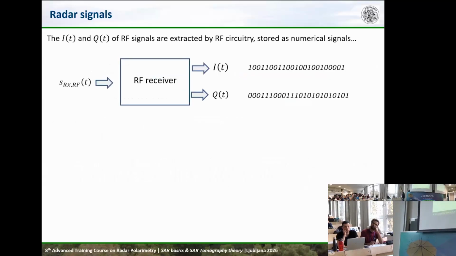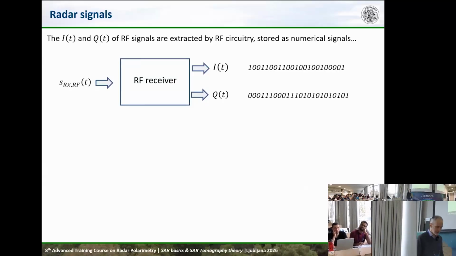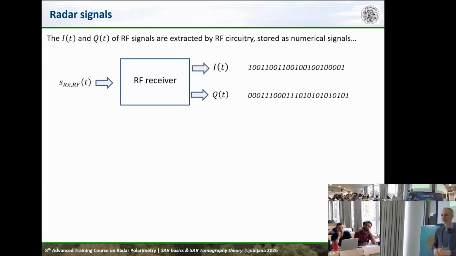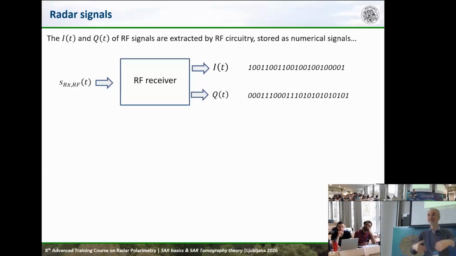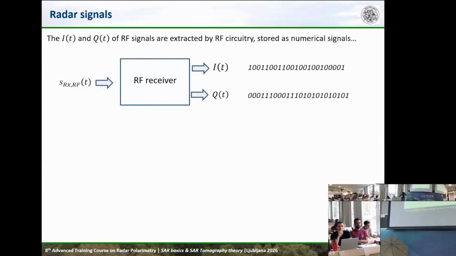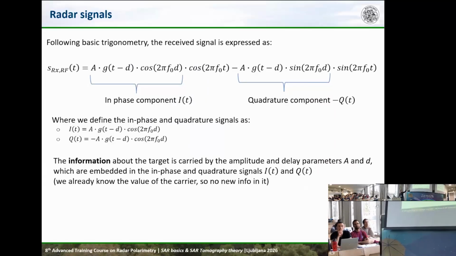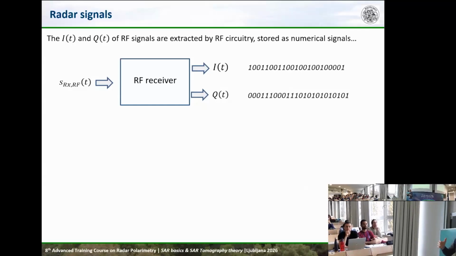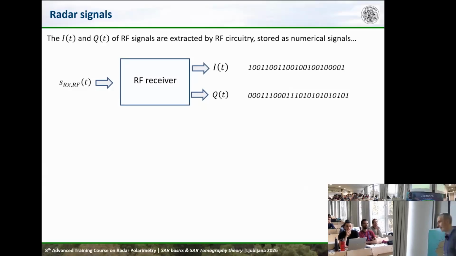Now, in all receivers in this world, including your smartphones, you have circuitry that does some magic, and from the received signal gives you the I and Q components, which are then digitalized. So these I and Q components, those two, are exactly what is recorded in any receiver. They are exactly the data that are produced by a receiver.